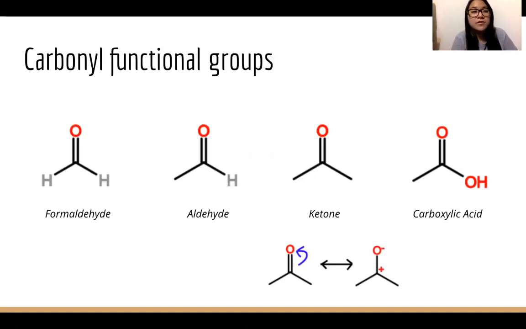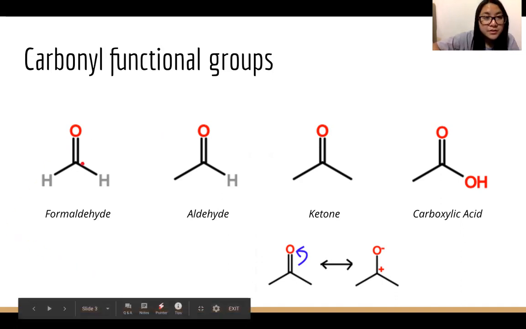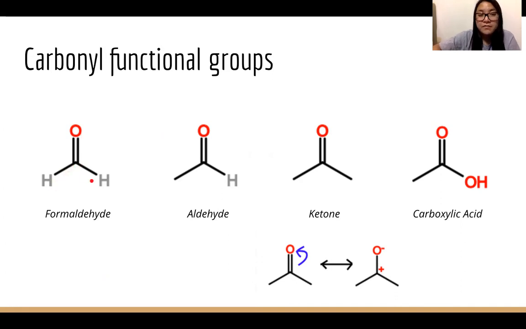A carbonyl is a functional group that has the C double bond O depicted right here. So if you have a C double bond O with two hydrogens, this is the simplest type we can have, and this is known as a formaldehyde. If you increase the substitution and add on an R group, it could be anything as long as it has the carbons and stuff.